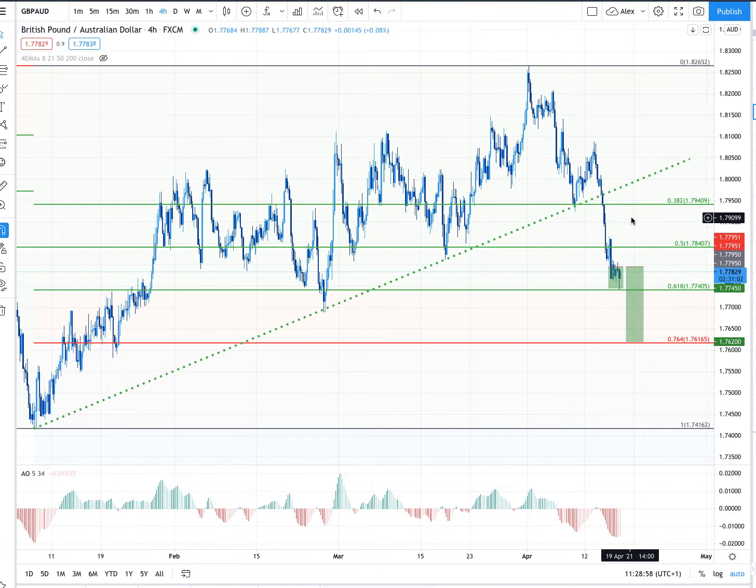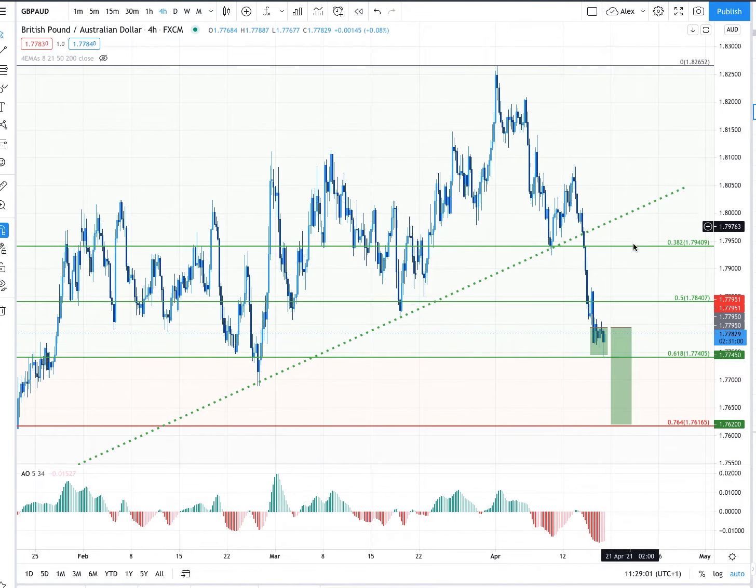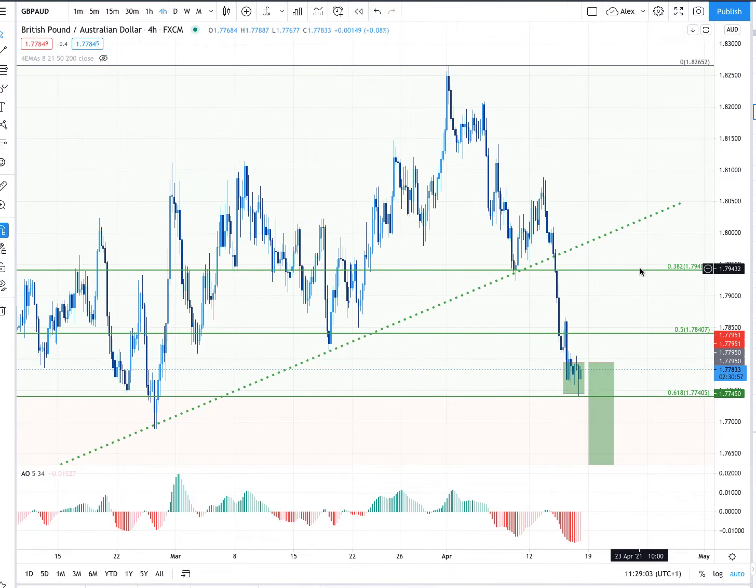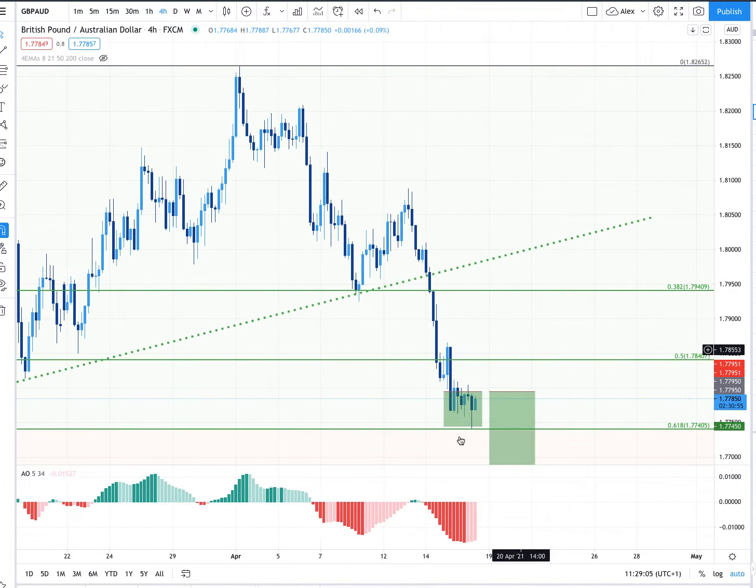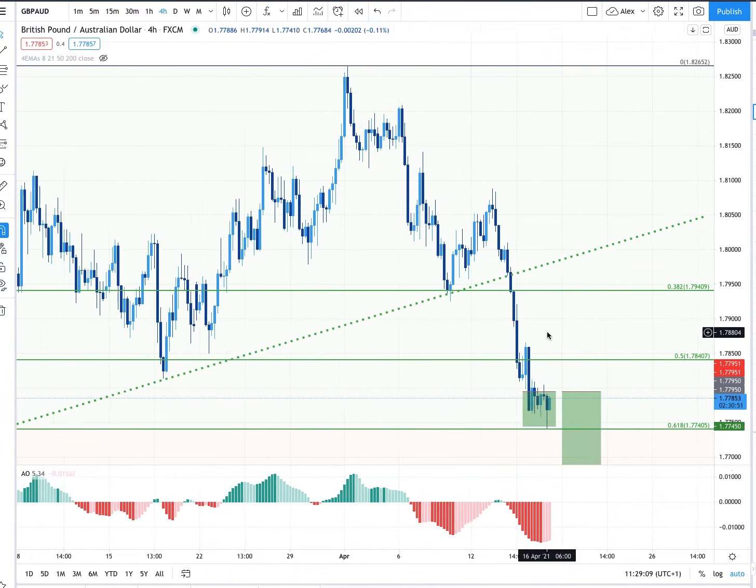So T1 was here for about a good 50 plus pips, a decent risk to reward. Stops on this now, it touched perfectly, stops at break even. So that's where we're at with the pound Aussie.